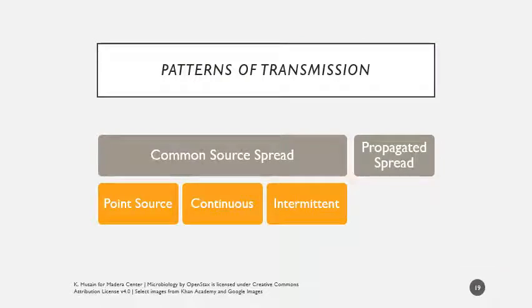We can also start to look at different patterns of transmission. So not just the rates of incidence, but really looking at how that transmission occurs. We broadly distinguish this by common source spread and propagated spread. With common source spread, it can be point source, continuous, or intermittent. With common source, what we're talking about here is that there is a single source of this particular pathogen for all of the individuals infected.